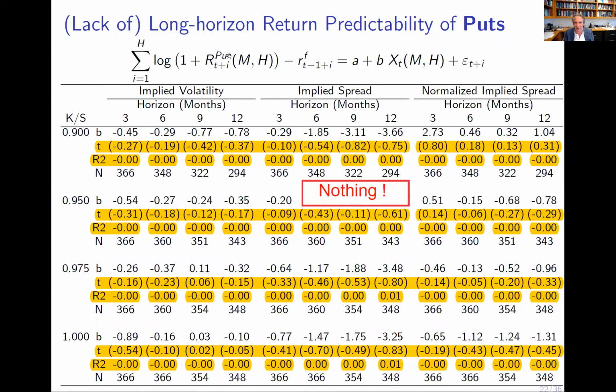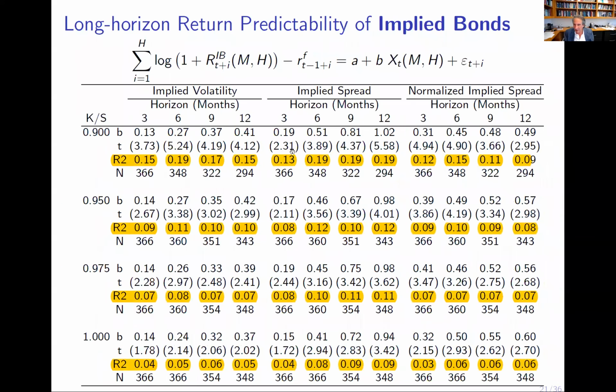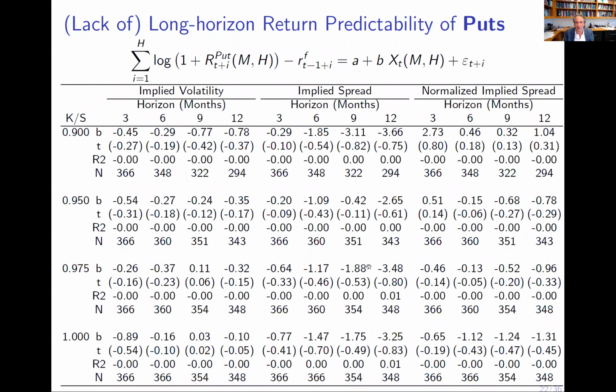We just changed the return. Instead of implied bonds, we put all zeros. There is nothing significant, not even one by coincidence. And it's amazing, because for this portfolio you had all that return predictability. You do it for puts, and there is nothing there. Okay. And then we were kind of stunned.